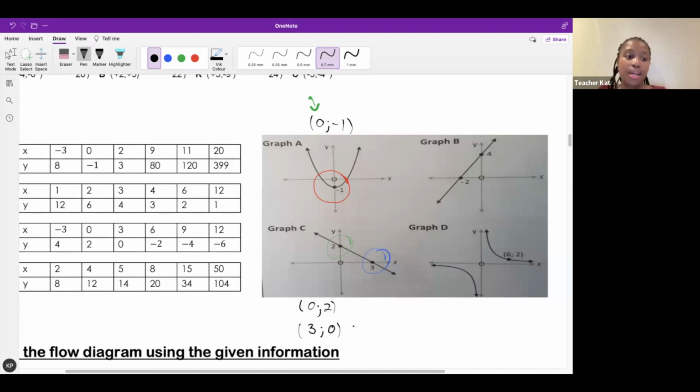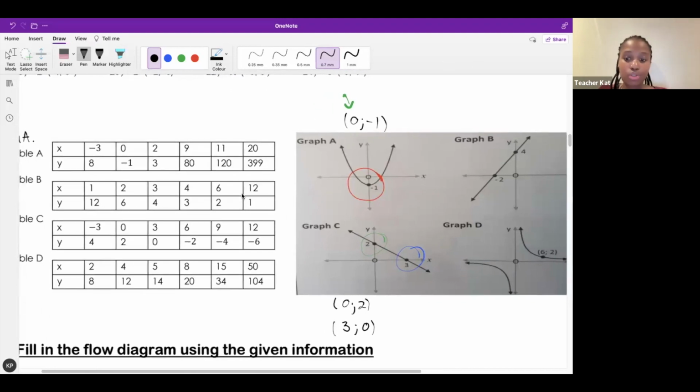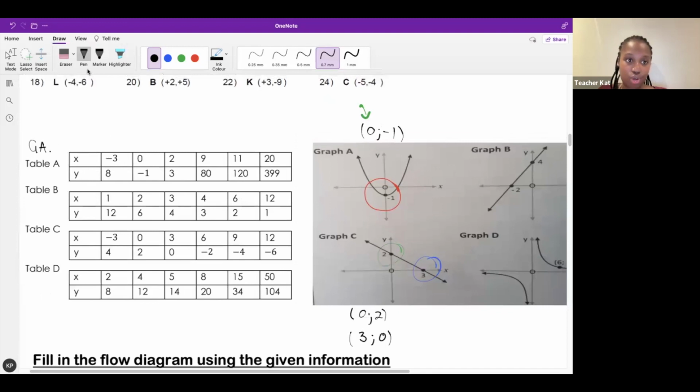Nice, guys. Is there a table that corresponds with these 2 points that I just drew now? Look at your graphs carefully. Is there any table that corresponds with (0, 2) and (3, 0)? Indeed, that is table C. So that means graph C goes with table C. Okay.